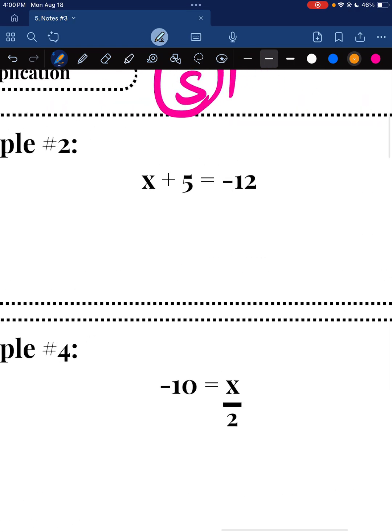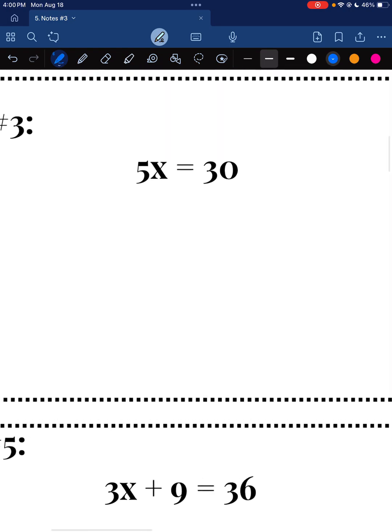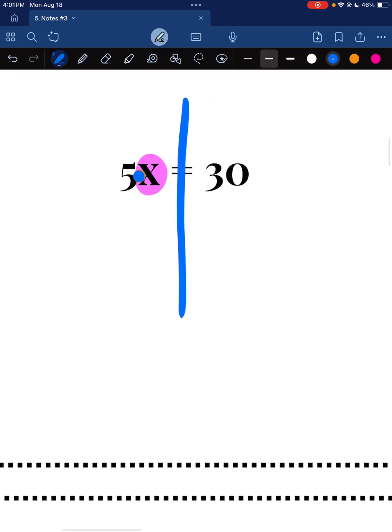Okay, number 2, I'm going to draw my line, and I am getting x by itself. So in this problem, the plus 5 is with the x, so we have to get rid of that. The opposite of plus 5 is to subtract 5. Negative 12 minus 5 is negative 17. Okay, number 3. For this one, we have to get rid of the 5. So the 5 and the x right now are multiplying because there's nothing there, so that's a little times. So the opposite of multiplying by 5 is to divide by 5. So we do divide by 5.